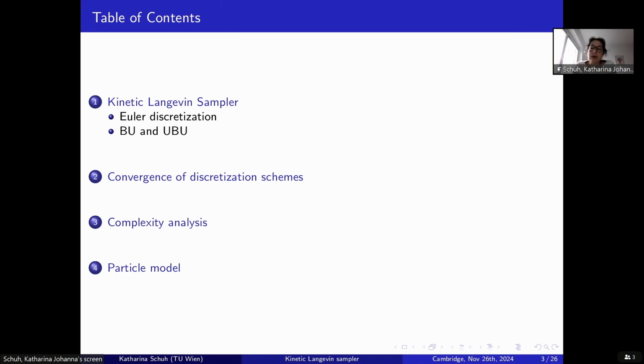And here I will focus on the Euler discretization of the Langevin dynamics and on two splitting schemes, the BU and the UBU splitting scheme. And these three schemes we want to analyze. We want to analyze what is the convergence behavior of these discretization schemes.